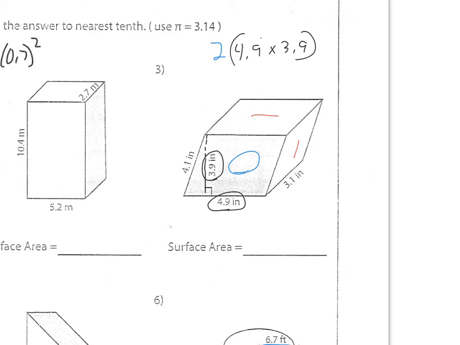To find the area of it, it's still length times width, or base times height. Our base is 3.1, and our height is still going to be the same. So you're going to have plus your base times your height, which is 3.1 times 3.9. And what you're going to do is you're going to multiply that by how many sides you have, which is 4.